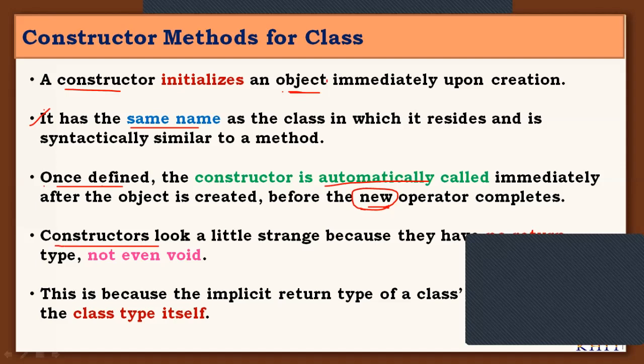Here, this constructor doesn't have any return type, not even void. Even though it is like a method of a class, and generally methods have a return type, a constructor is a special method. It doesn't have any return type, not even void. This is because the implicit return type of a class constructor is the class itself. The class itself is the return type of a constructor, so that's why it doesn't require any return type when it is called or invoked.